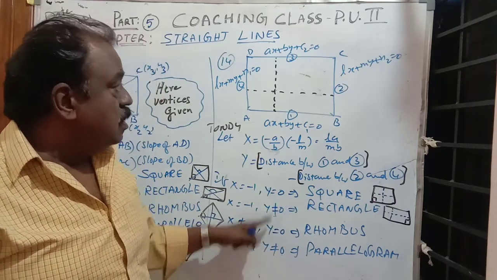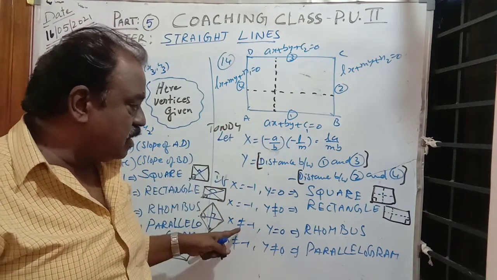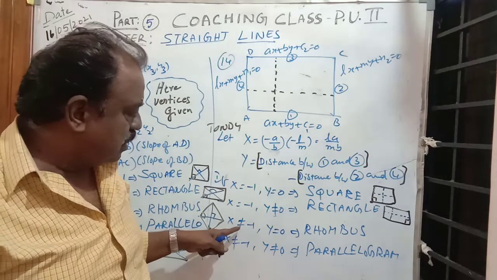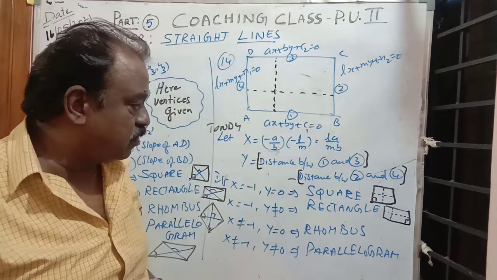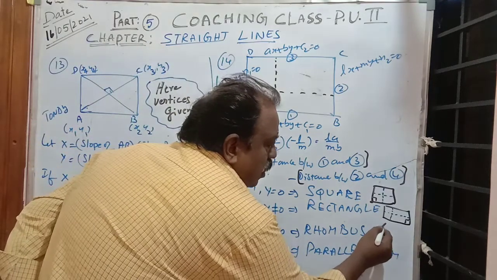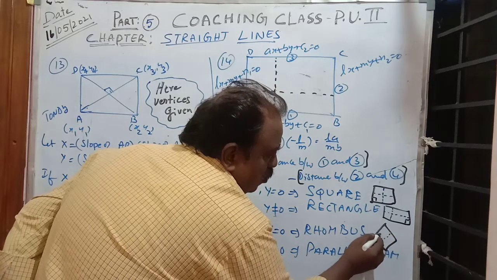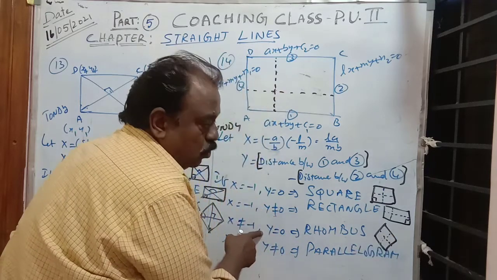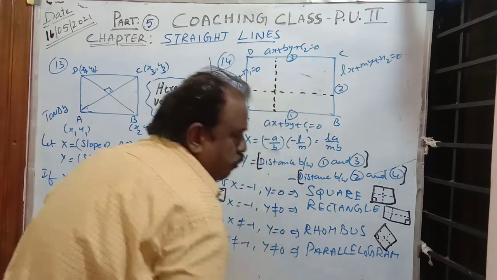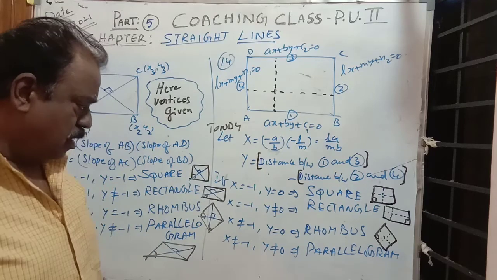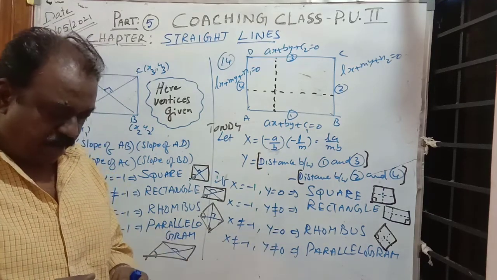Rhombus: the distances are equal, but adjacent sides are not perpendicular. So X is not equal to -1 and Y = 0. It is a rhombus. The distances are the same, so Y = 0, but the sides are not perpendicular. X not equal to -1 and Y not equal to 0 is a parallelogram.